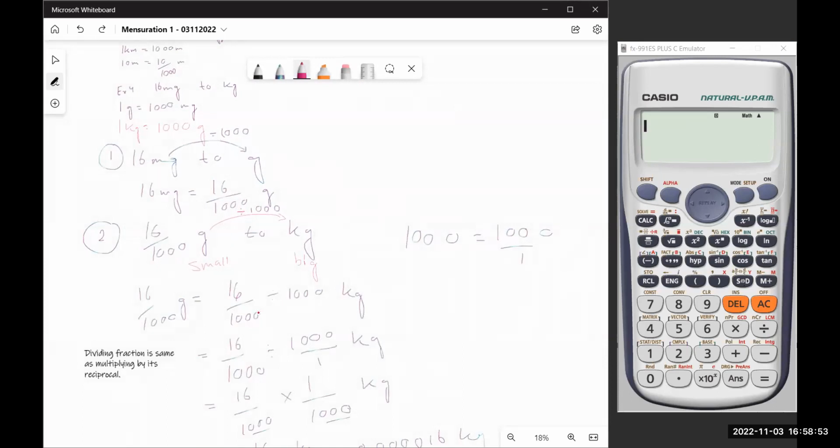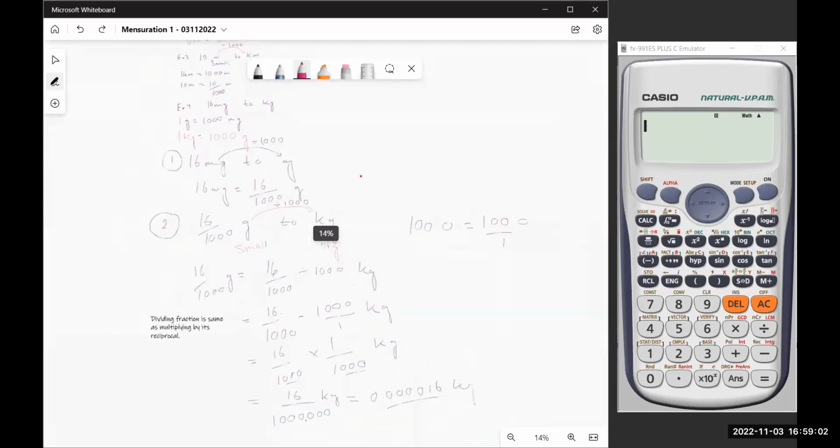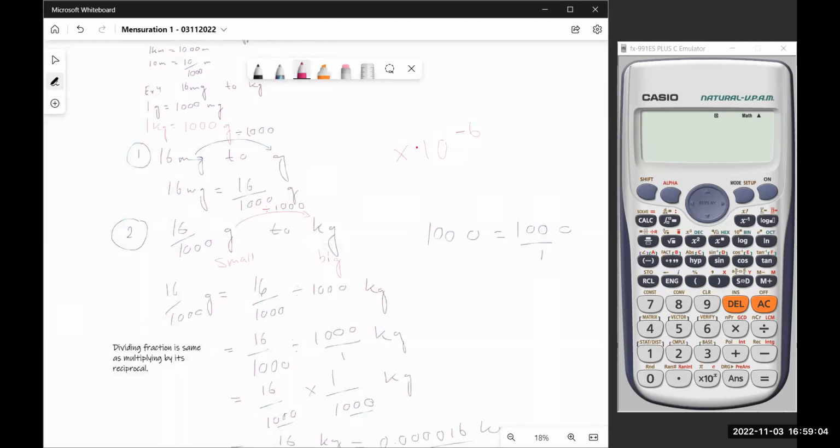Sir, for the question you just gave us, I multiplied 16 into 10 to the power minus 6, because the one that we wrote before, millimeter into meter to convert, I have used that only. It was 1 into 10 to the power minus 6. Instead of 1, I added 16.